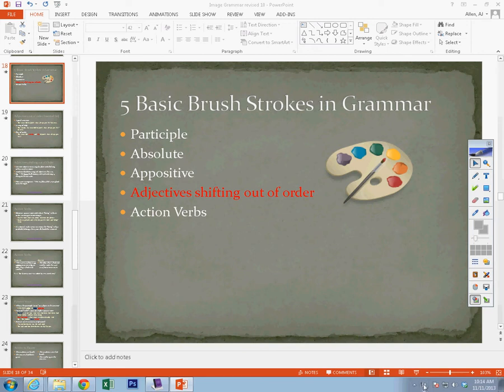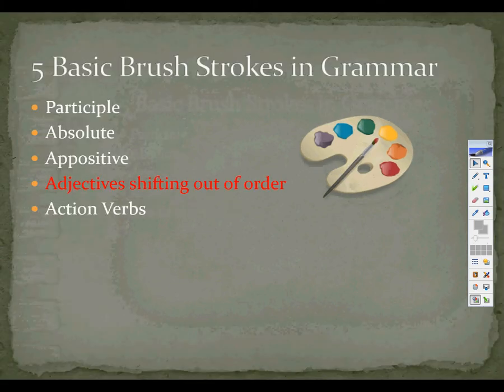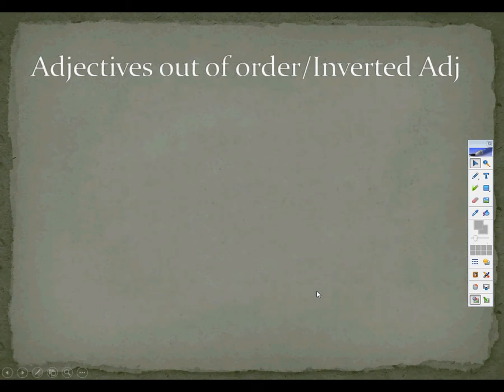Okay, the fourth brushstroke is adjectives out of order. Let's see if we can get that to work for us here. The easiest way to think about adjectives out of order is to think about where the adjectives normally occur in the sentence.